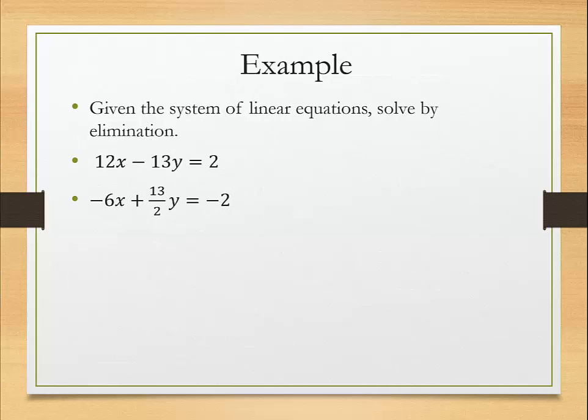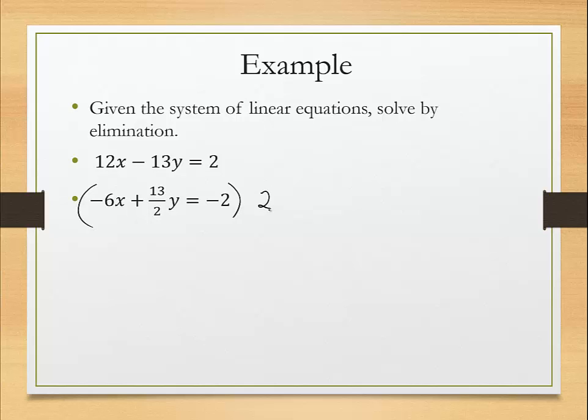Now, fourth example. So given the system of linear equations, solve by elimination. So we have 12x minus 13y equals 2, and negative 6x plus 13 over 2y equals negative 2. Oh, we got a fraction. Real simple. All we need to do is get rid of the fraction. So in order to get rid of a fraction, we multiply by the denominator. So for this equation here, we're going to multiply by 2 to get rid of that denominator.